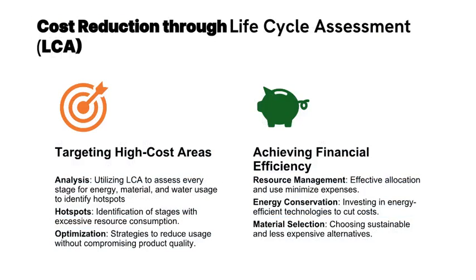By conducting a thorough analysis of our processes, we are able to highlight resource-intensive areas or hotspots where consumption is highest. This insight is critical, as it allows us to target these hotspots with strategic optimization efforts, such as improving resource management, conserving energy, and selecting cost-effective materials. Remember, the goal here is not just to reduce environmental impact but also to translate these savings into tangible financial gains for the business.